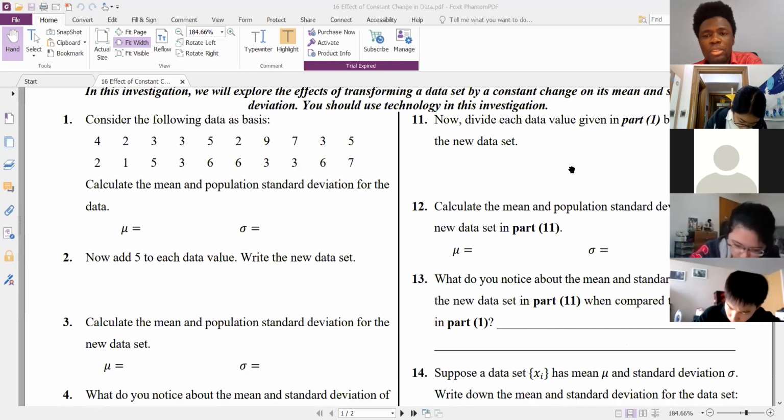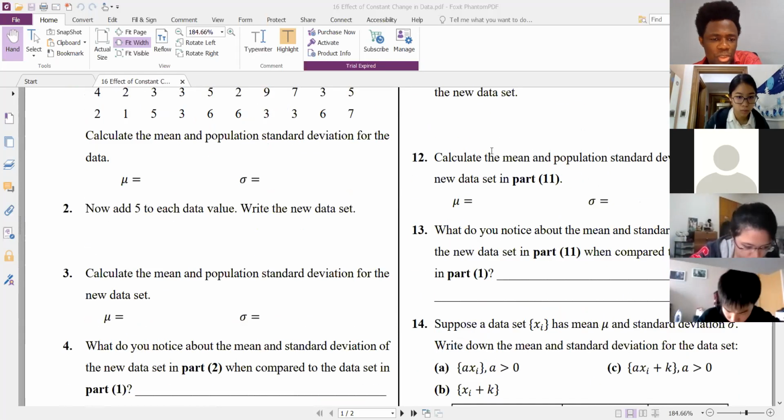Then in question 11, I want you to try dividing by 2 because it's easier to divide by 2, just a bunch of 0.5s. That's why I chose divided by 2. Let's find the mean and standard deviation. Actually, multiplying by half is the same as dividing by 2. So I will expect the result of question 11 to be similar to the previous one.